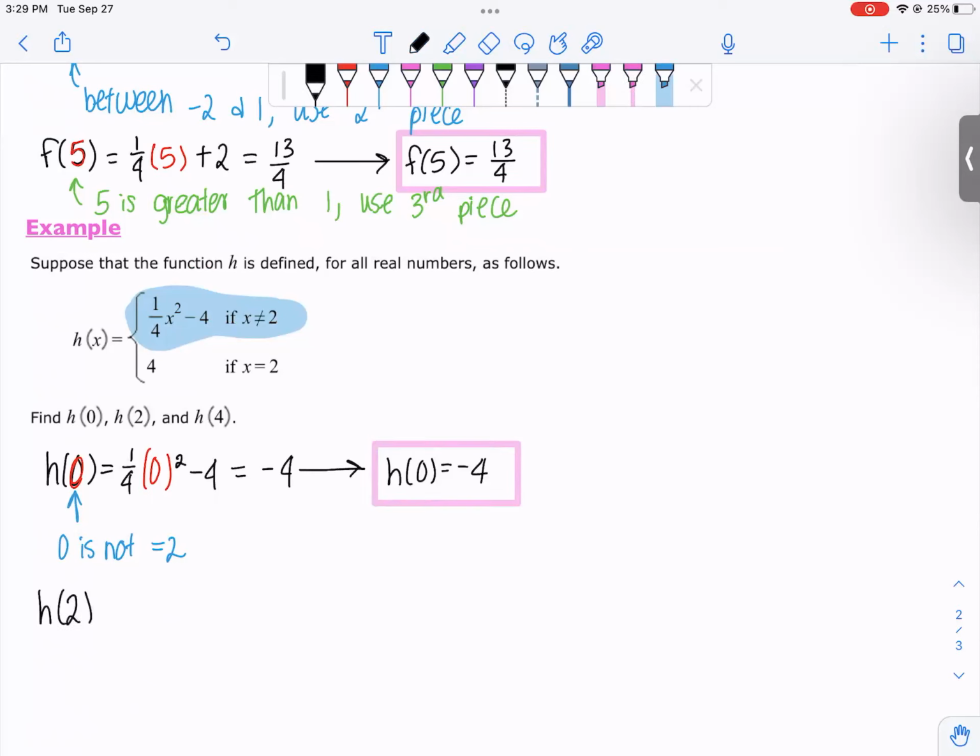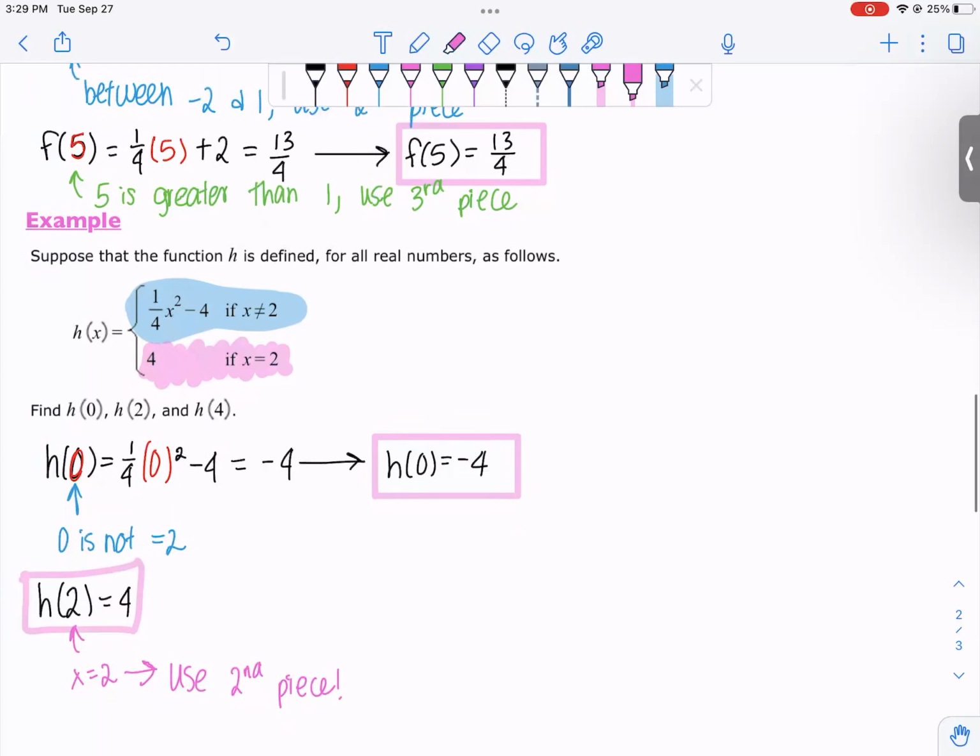For h of 2, this is a little different because look, x is 2. That means that we should use the second piece. The second piece, there's no plugging in a value. It's just the number 4. h of 2 is equal to 4. That's the second piece. Bam.